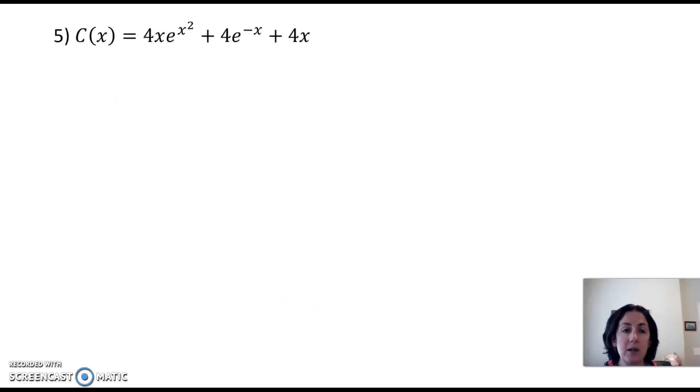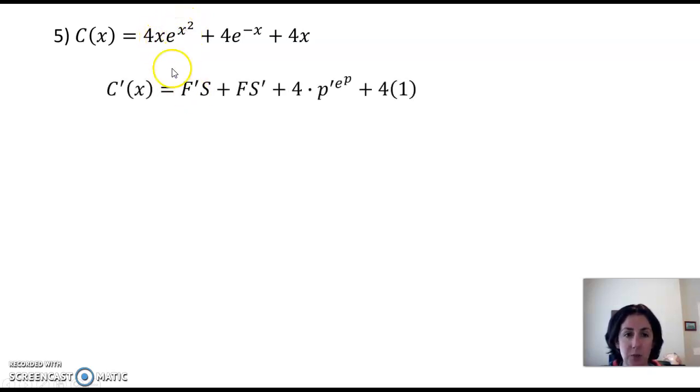All right, c of x equals 4x times e to the x squared plus 4e to the negative x plus 4x. So here, 4x times e to the x squared, variable times variable, we are going to have to use the product rule there. Here, that 4 is a coefficient, but that's not just e to the x, it's e to the negative x, so I'm going to do my p prime e to the p. Plus the derivative of 4x is just 4 times the derivative of x, which is 1.